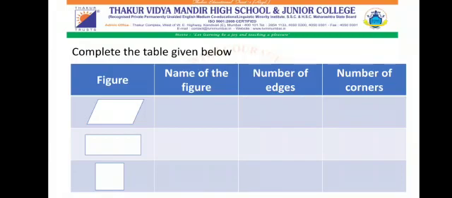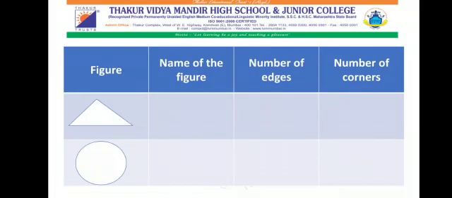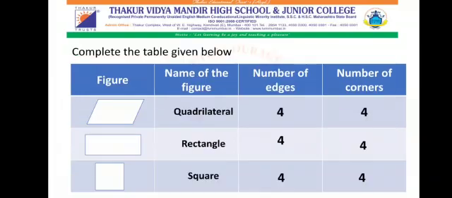Now I want you all to complete the table given below. There are 4 columns. First column is of figures, second column is for name of the figure, third column is for number of edges, and fourth column is for number of corners. Hope everyone has finished with writing their answers. You all can check your answers.